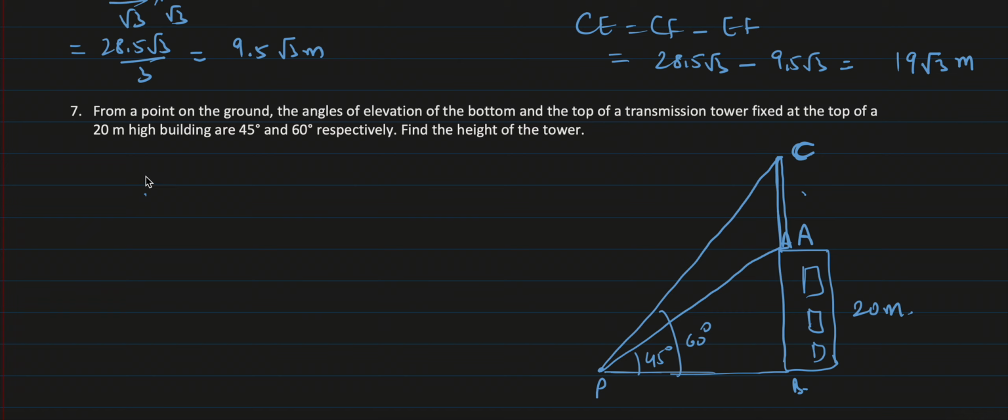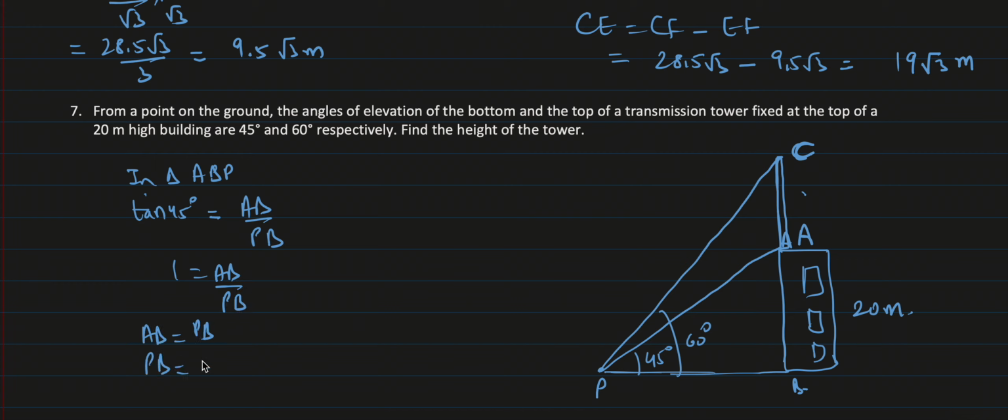So how do we do the question? We have again the figure. So in triangle ABP, first I'll take the angle, tan 45 degrees. Here we have to calculate perpendicular and base only. So that will be AB by PB. Tan 45 is 1. So AB equals PB. So PB also comes out to be 20 meter. So this is 20 meter we have.